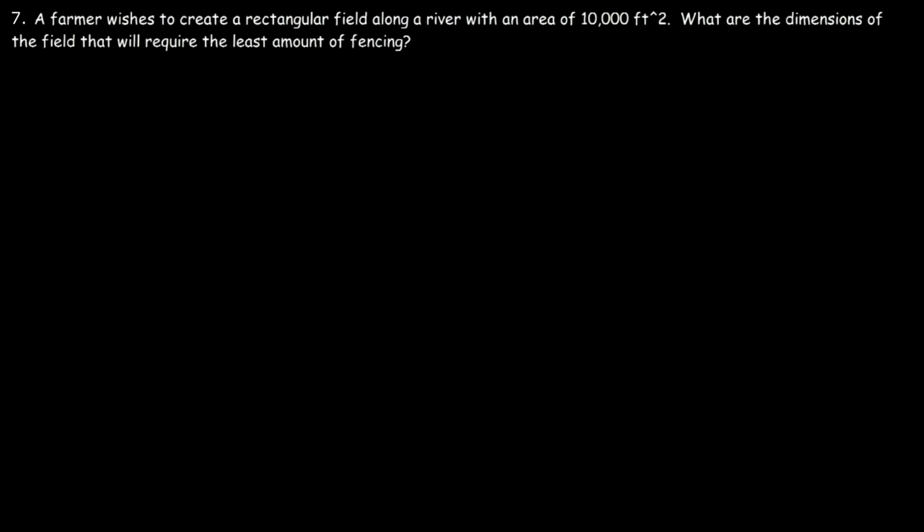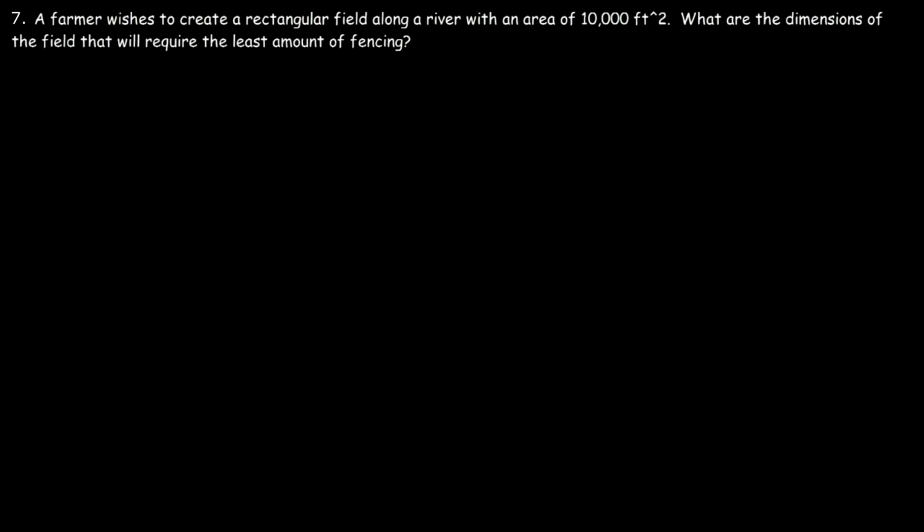Now let's move on to the next problem. It's similar to the first but a little different. So we have this farmer. He wishes to create a rectangular field along a river, but this time he has a fixed area instead of a fixed perimeter, and the area has to be 10,000 square feet. What are the dimensions of the field that will require the least amount of fencing? And let's also determine the amount of fencing that he needs as well.